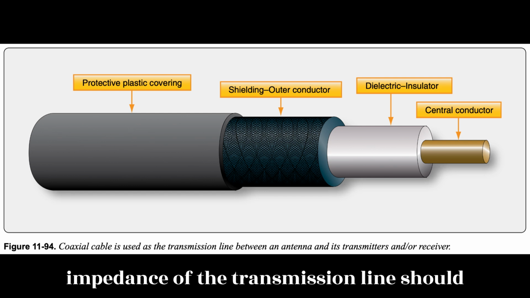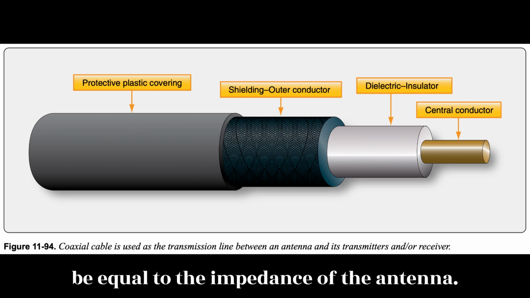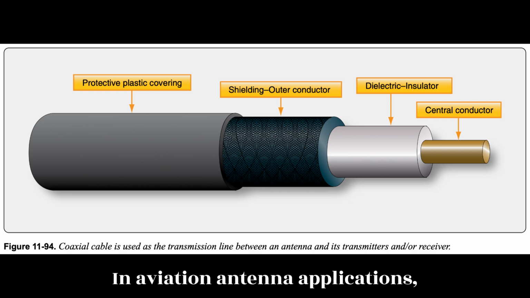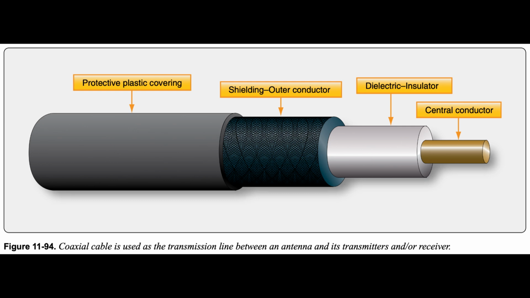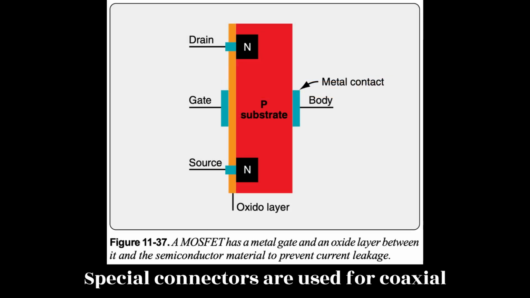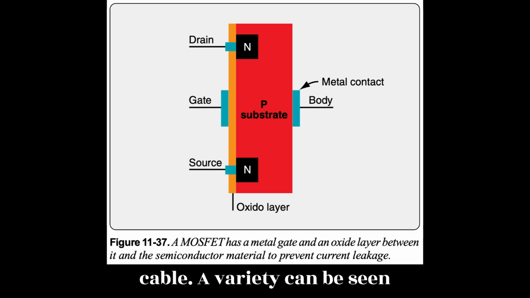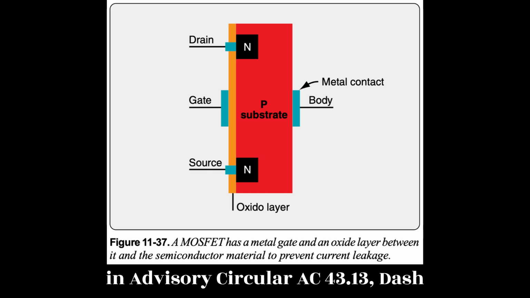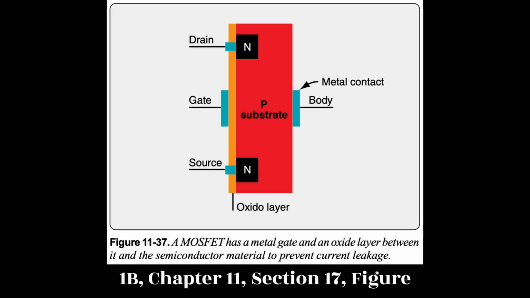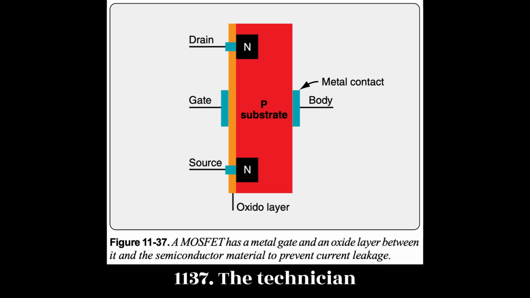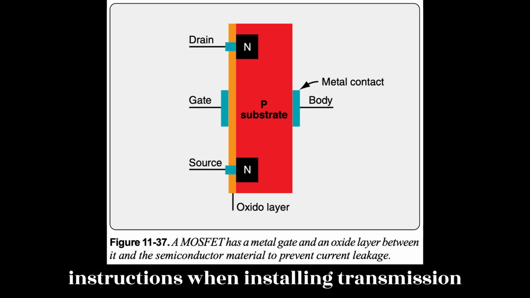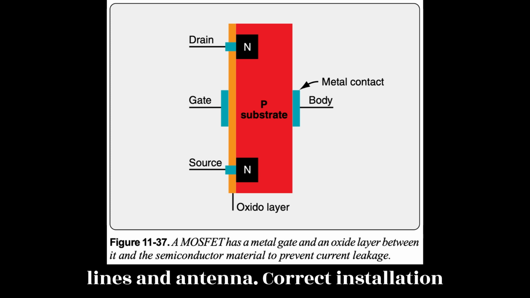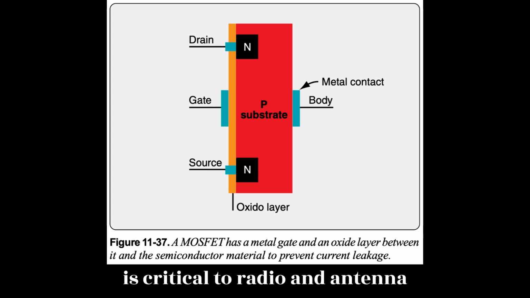For optimum performance, the impedance of the transmission line should be equal to the impedance of the antenna. In aviation antenna applications, this is often approximately 50 ohms. Figure 11-94. Special connectors are used for coaxial cable. A variety can be seen in Advisory Circular, AC 43.13-1B, Chapter 11, Section 17, Figure 11-37. The technician should follow all manufacturer's instructions when installing transmission lines and antenna. Correct installation is critical to radio and antenna performance.